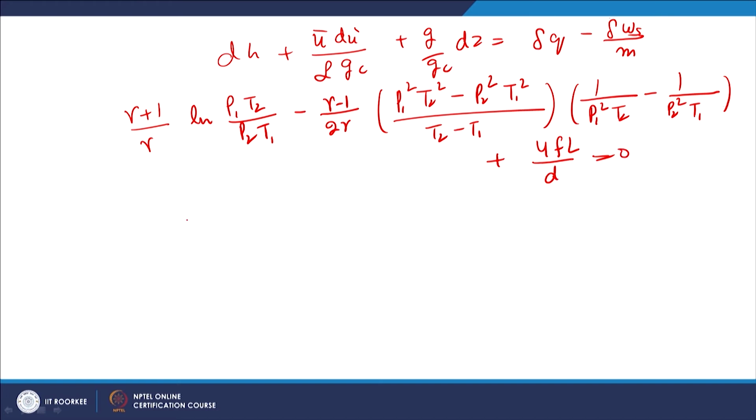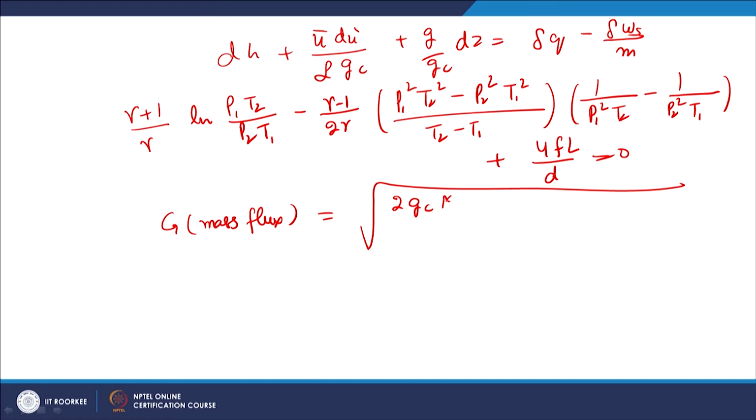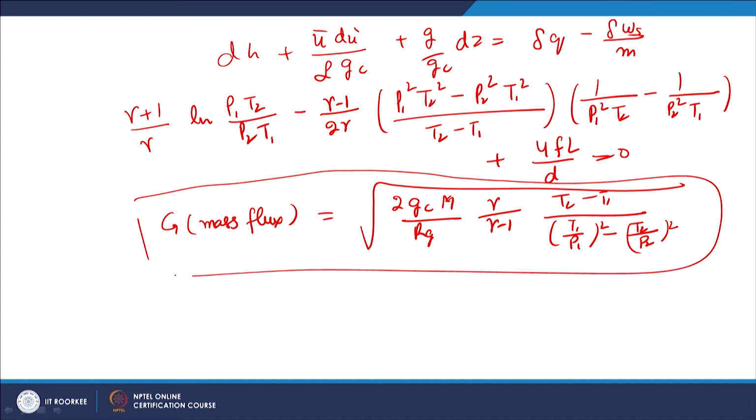Now, let us take the G, which is the mass flux, equal to the square root of 2 gc M/Rg, γ/(γ-1), (T2 minus T1), times T1/P1² over T2/P2². This is the mass flux.